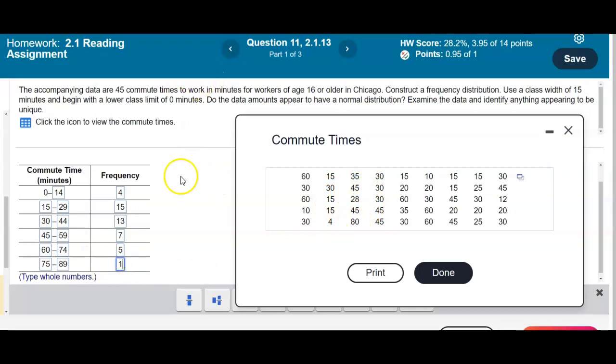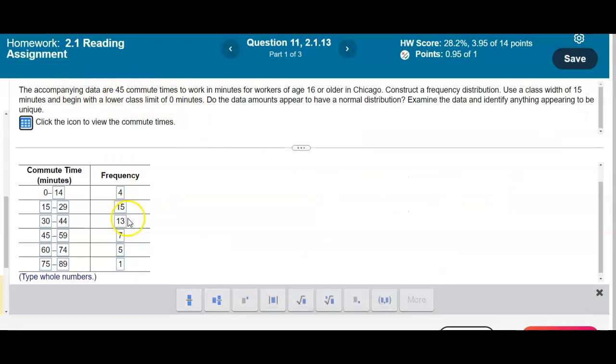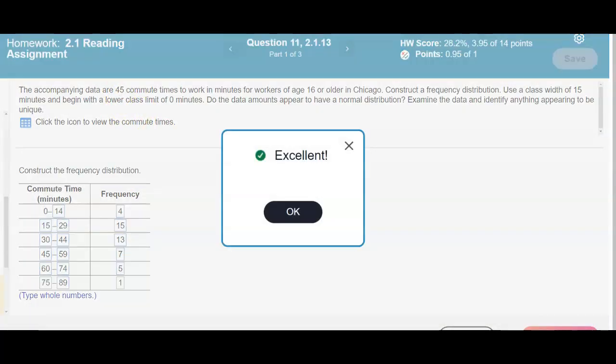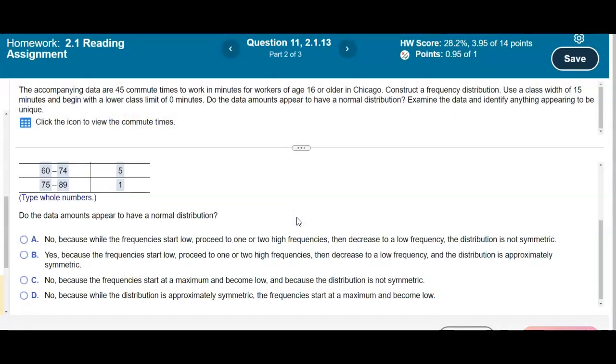Now, before we check our answer, we want to make sure that we have the total frequency, which should match the amount of commute times, which is 45. So let's add that up first to make sure we're correct. So we got 4 plus 15 plus 13 plus 7 plus 5 plus 1, and that gives us 45, and that matches. So we should be okay, and therefore there is our result.